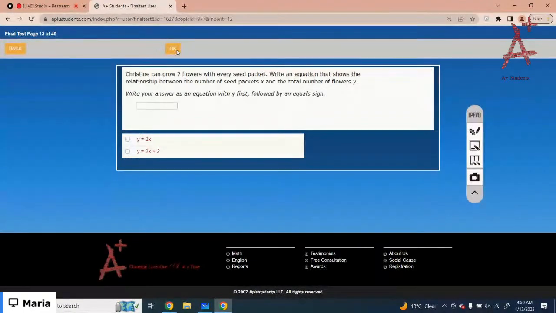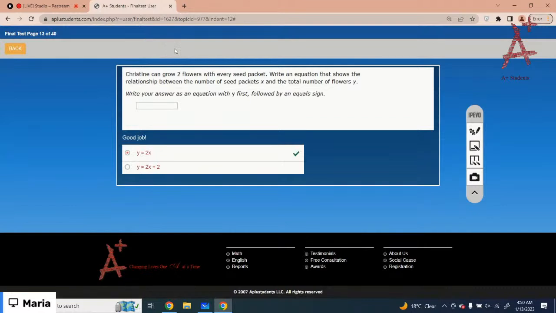Okay, Christine can grow 2 flowers with every seed packet. Write an equation that shows the relationship between the number of seed packets and the total number of flowers. So, which is the correct option? Yes, that is y equals 2x. Got it. Just select the correct option and click on the OK button.